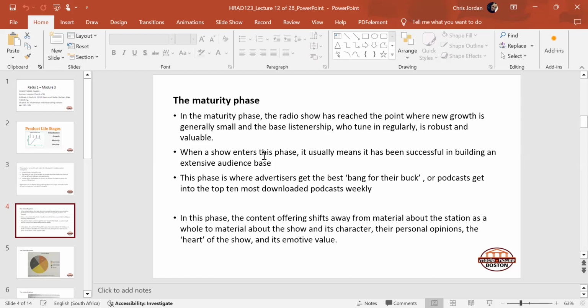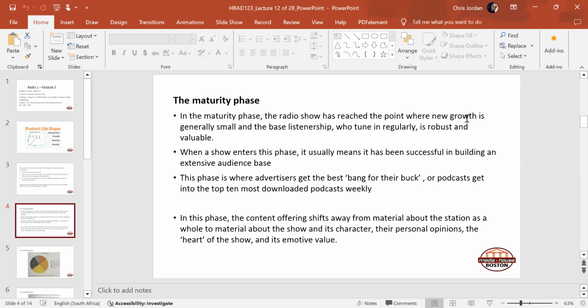When a show enters, okay, excuse me, let me start here. In the maturity phase, the radio show has reached a point where new growth is generally small and the base listenership, who tune in regularly, is robust and it's valuable, right? So again, we've got that really nice little club there. We've got a large group of people that are dedicated to the show, that want to include it, like I said, as part of their lifestyle.